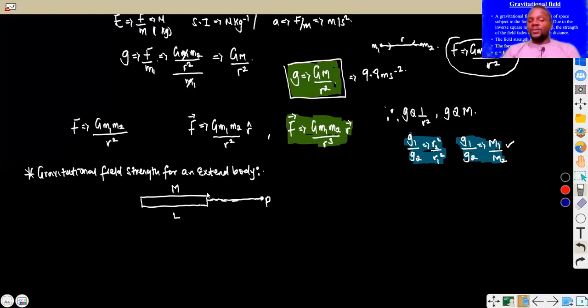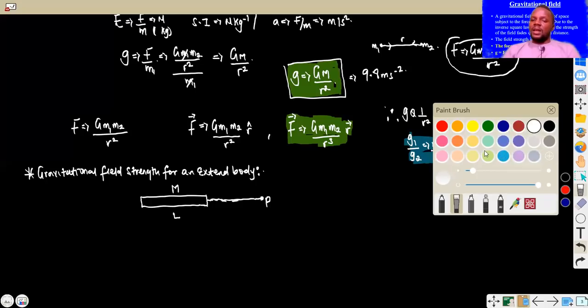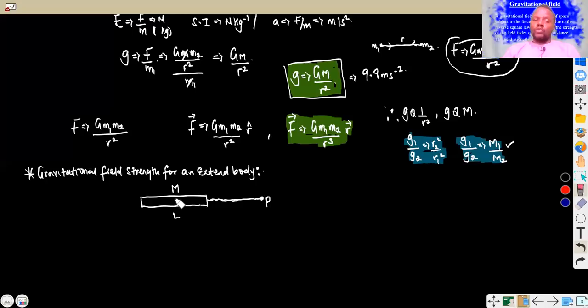To calculate the field strength, like I said, we have to take an elemental part, or you can say an elemental portion. If I take an elemental part, my dear students, I'm taking this element. An elemental part means a small section. When I integrate the small section with respect to the whole section, I'm going to have what I need.